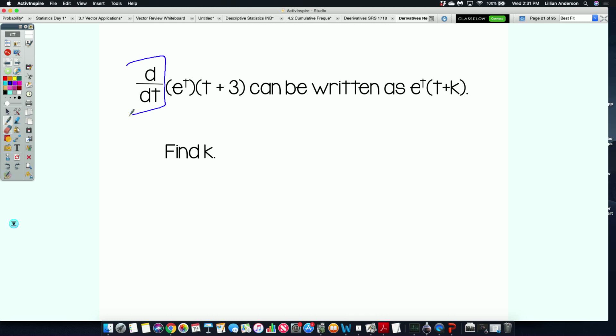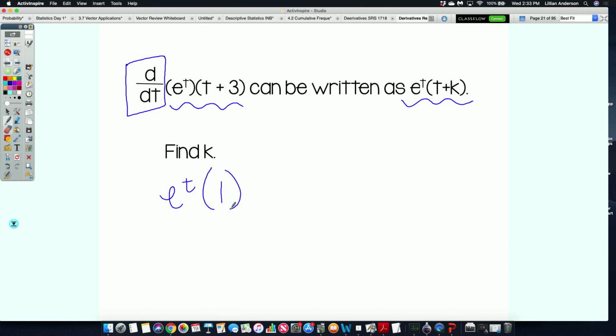This notation just means what? Derivative. The derivative of t. So you're taking the derivative with respect to t of this function, and it can be written in this form. So find the value of k. Do that now. What's the value of k? 3. 4. All right. You're wrong, Francisco.